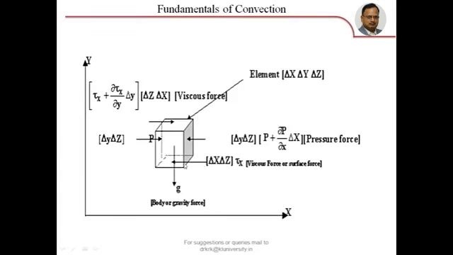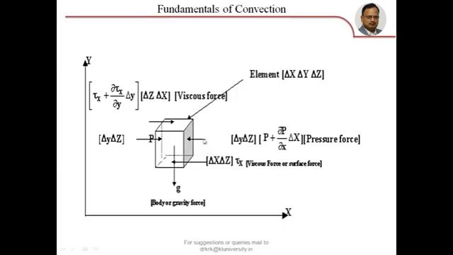The stress we are considering at the bottom face is tau x. So the stress at a distance of dy is taken as tau x plus rate of change of shear per unit distance, dou tau x by dou y, over a distance of del y. That is the total shear into area, again del x into del z.